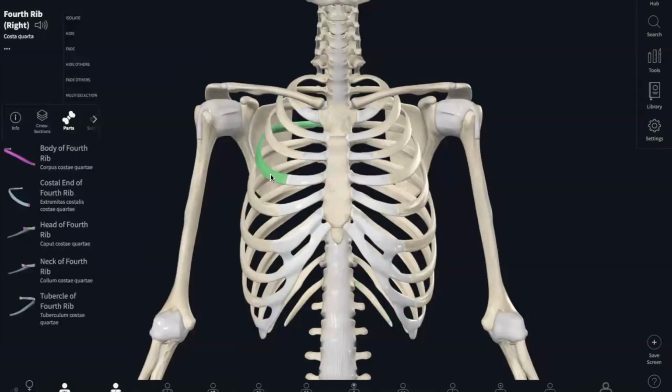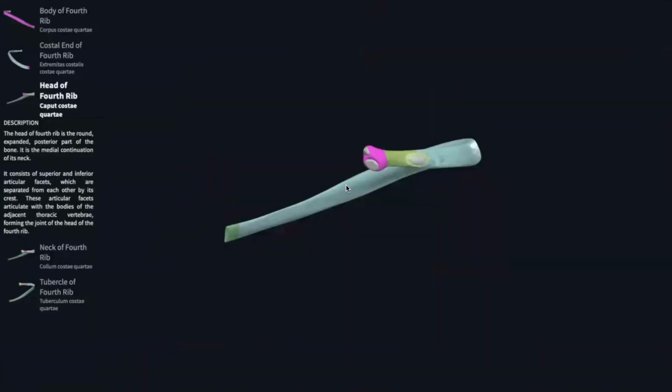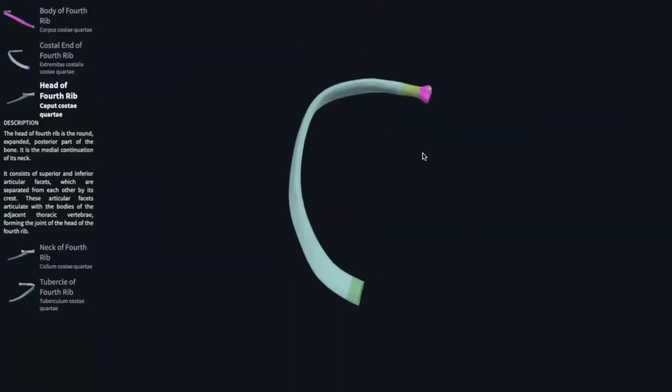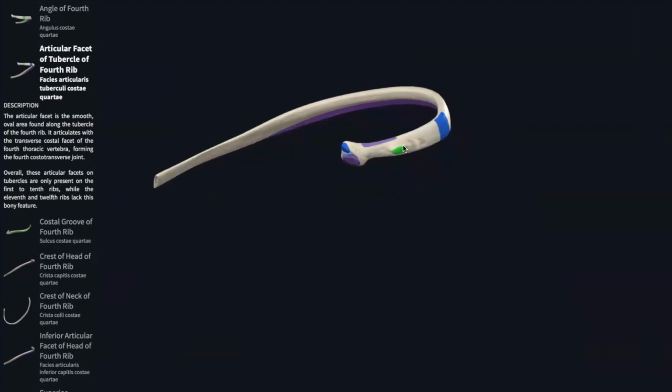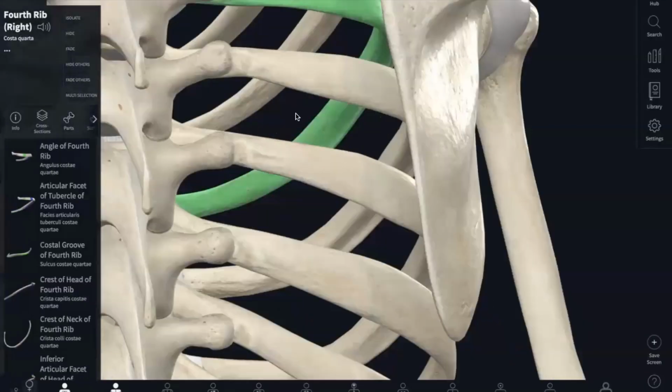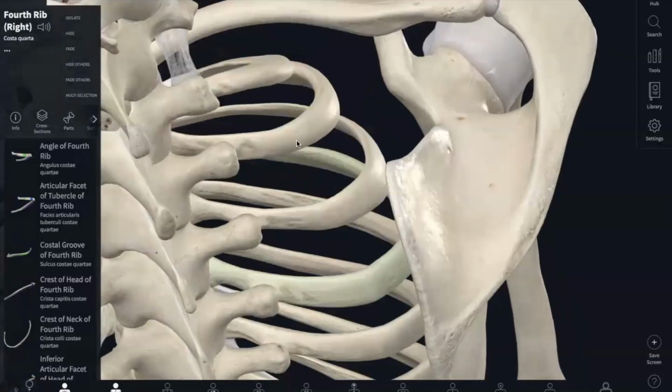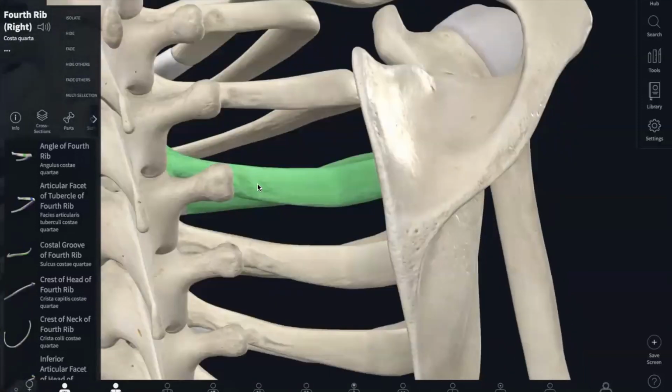2 markings of the ribs that you need to know. It's going to be the head, which is connected to your vertebrae. This is the tubercle of the ribs. So it's going to be found in all of them. You can see it's this little projection right here for all of your ribs.